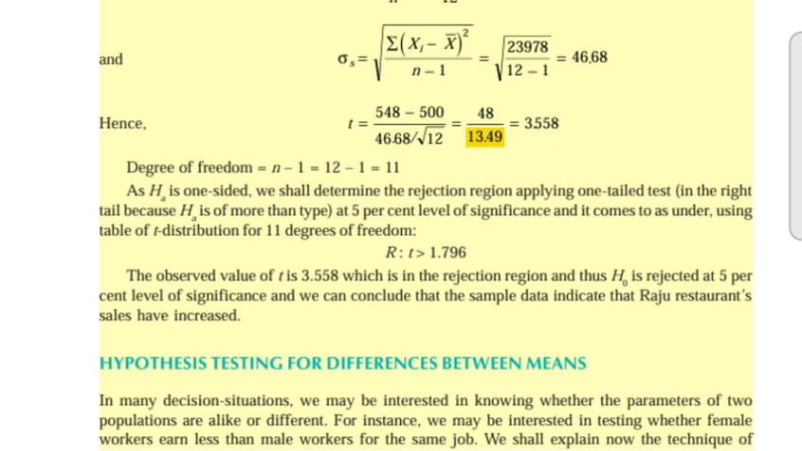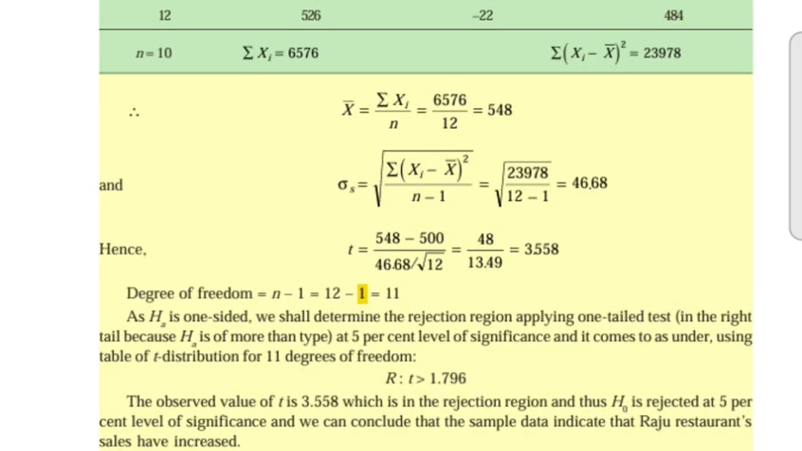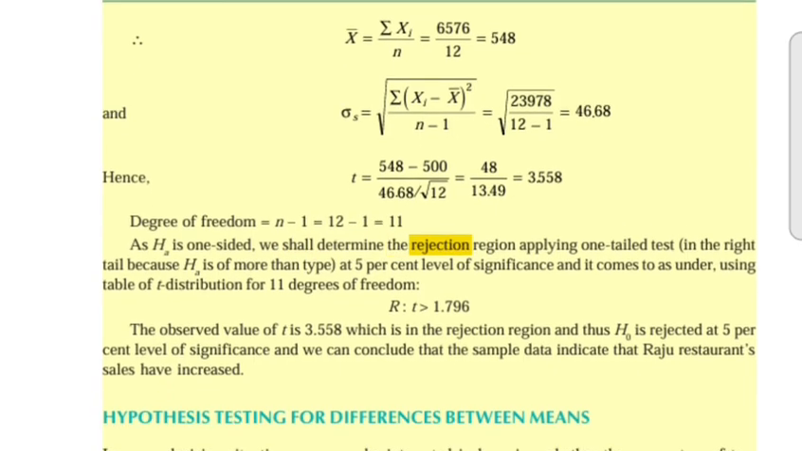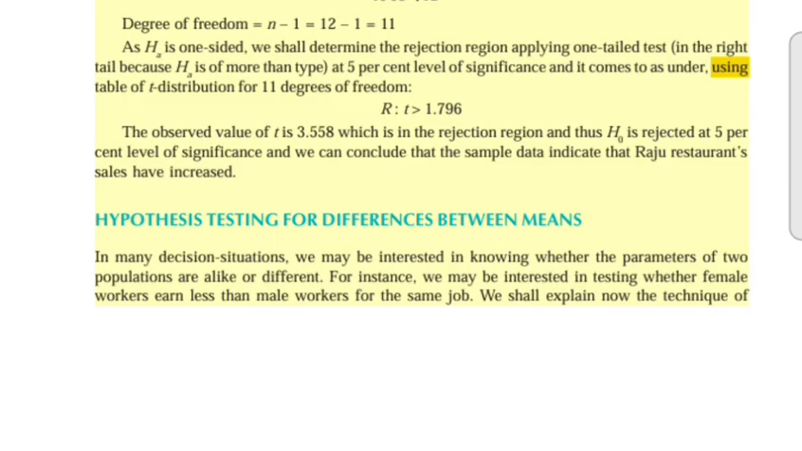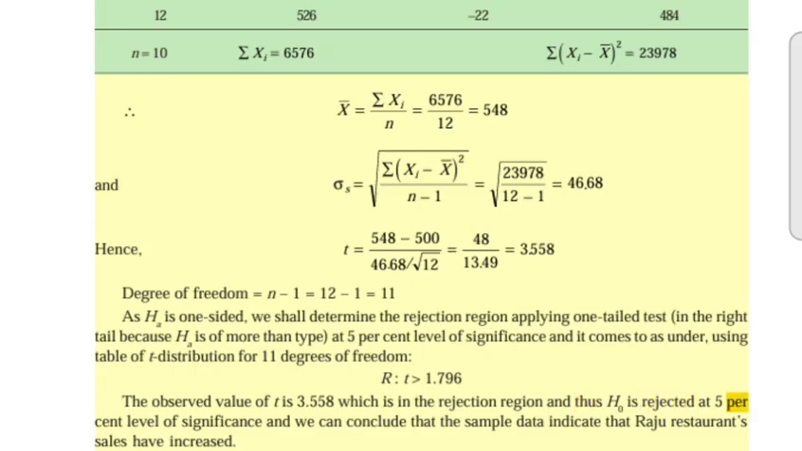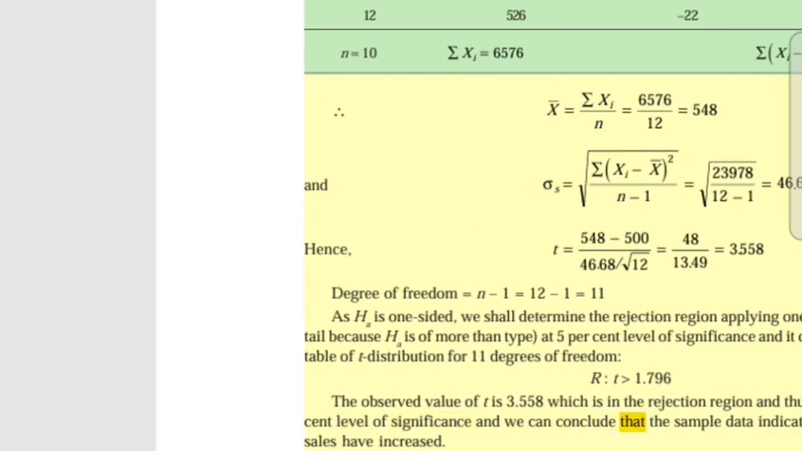Degrees of freedom = n−1 = 12−1 = 11. As Ha is one-sided, we shall determine the rejection region applying a one-tailed test in the right tail, because Ha is of the more-than type, at 5% level of significance. Using the table of t distribution for 11 degrees of freedom, it comes to t greater than 1.796. The observed value of t is 3.558, which is in the rejection region, and thus H0 is rejected at 5% level of significance, and we can conclude that the sample data indicate that Raju restaurant's sales have increased.